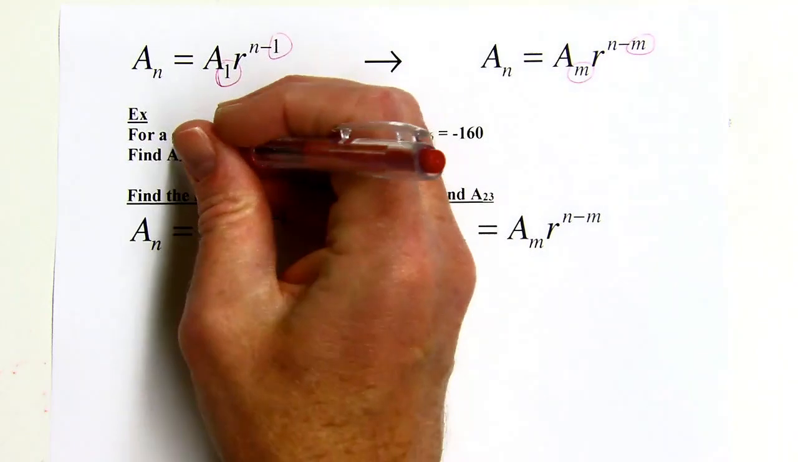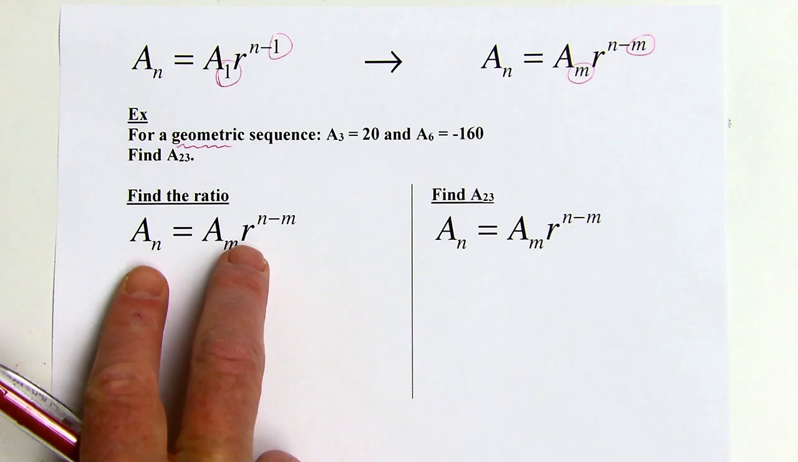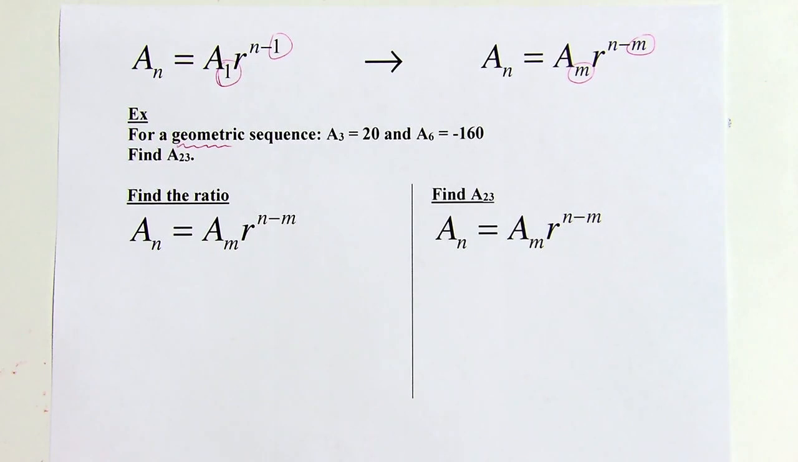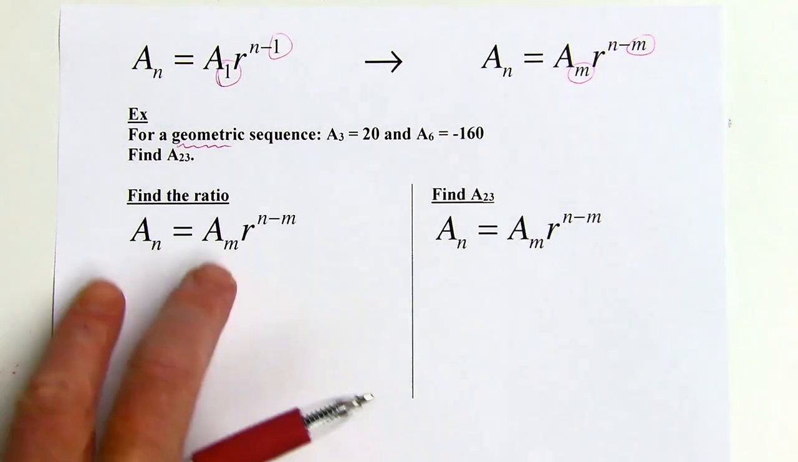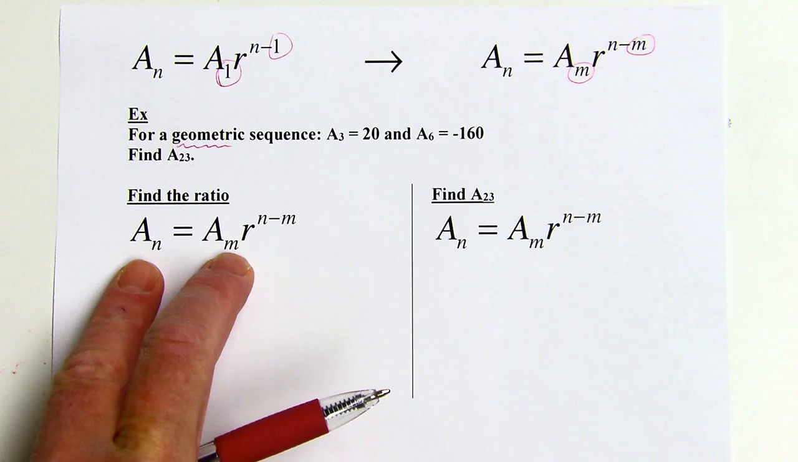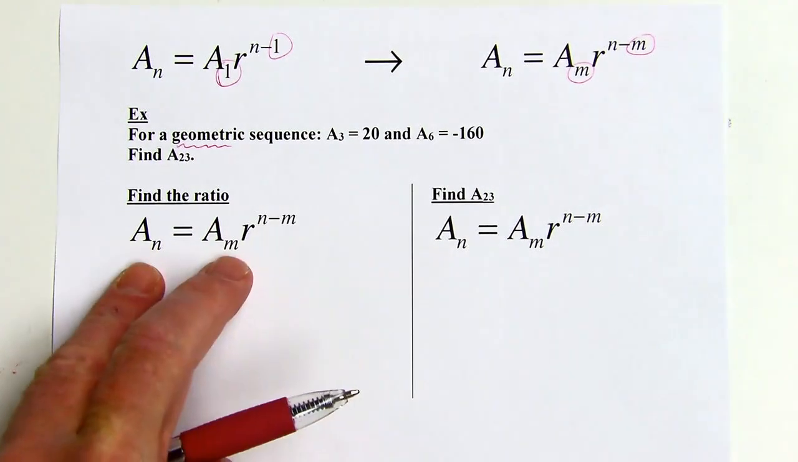So this tells us that this is geometric. That's important because then I know to use this formula. Okay, and what I'm going to do first is find the ratio. So I'm going to plug the two known terms in these positions. So I could put a sub 3 in either one of these slots.